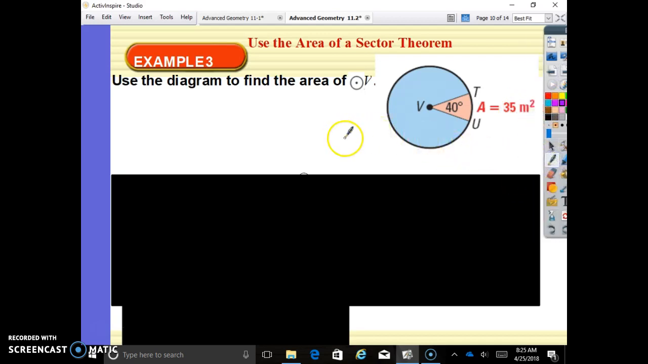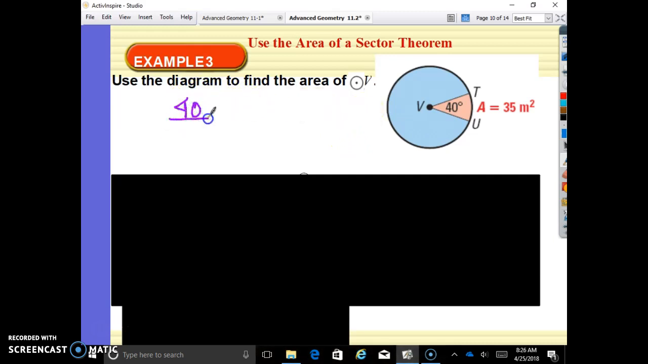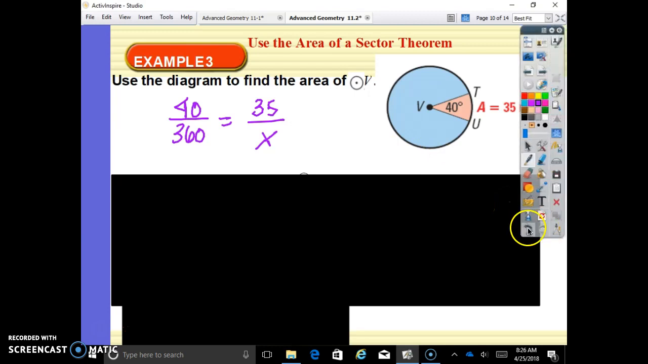Use the diagram to find the area of circle V. So the area of circle V. Okay, so 40 degrees out of a possible 360 degrees has an area of 35 out of a possible, what is the whole area? Right? So you can call this A or X or whatever you want. So 40 degrees out of 360 is this area out of the whole area. If you want to, instead of calling it X, maybe we should just call it A so that it makes a little more sense to you.